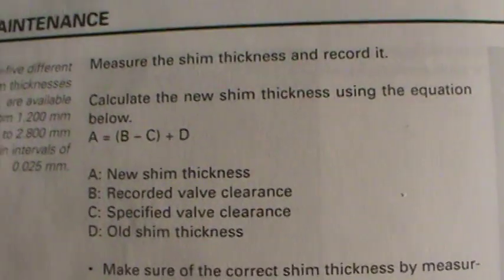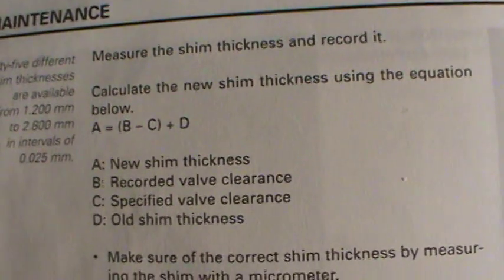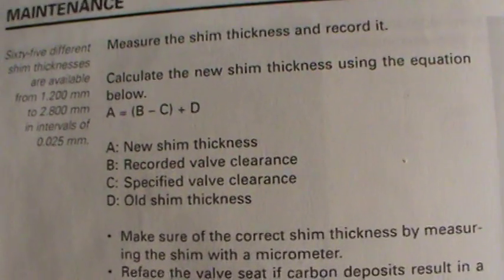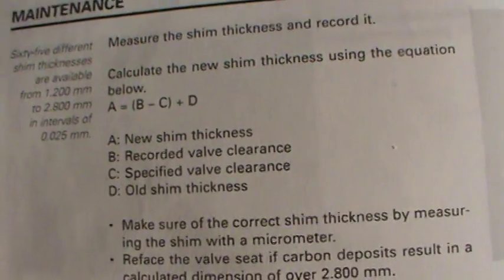First, we look at the equation. A equals B minus C plus D. You got A as new shim thickness, B as the recorded valve clearance, C as the specified valve clearance, and D as the old shim thickness.